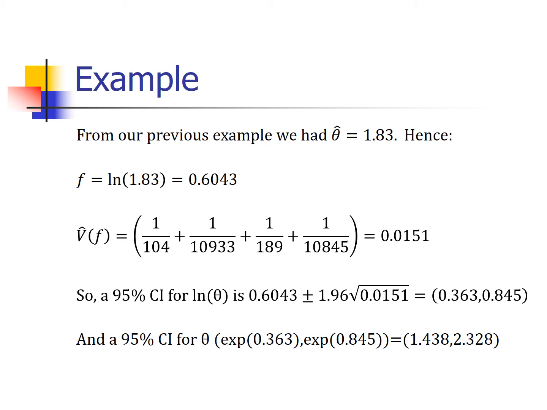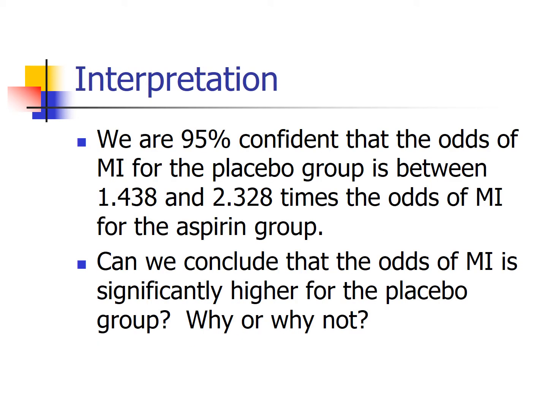So I believe I'm going to interpret that on the next slide. Yeah, so there's our interpretation. We would say that we are 95% confident that the odds, not the likelihood, the odds of myocardial infarction for the placebo group is between 1.438 and 2.328 times the odds of myocardial infarction for the aspirin group.